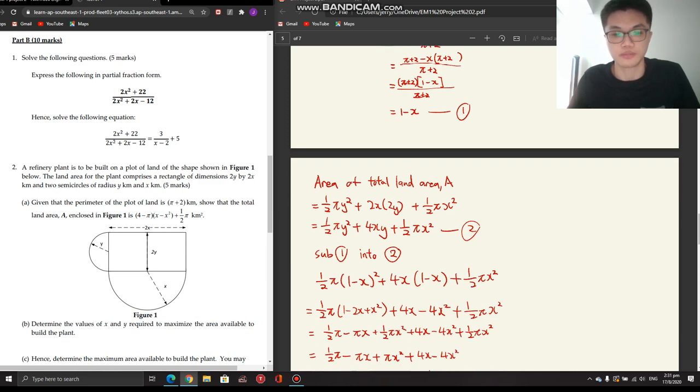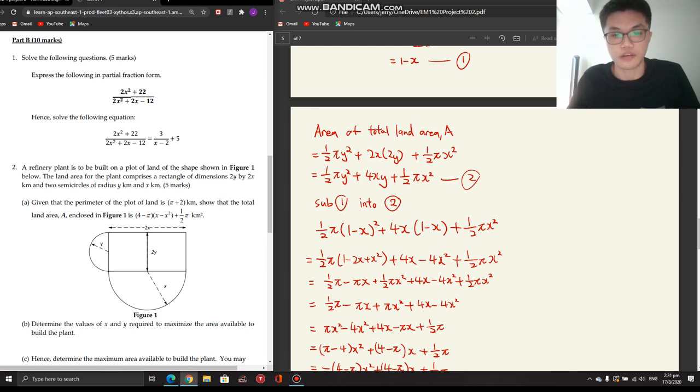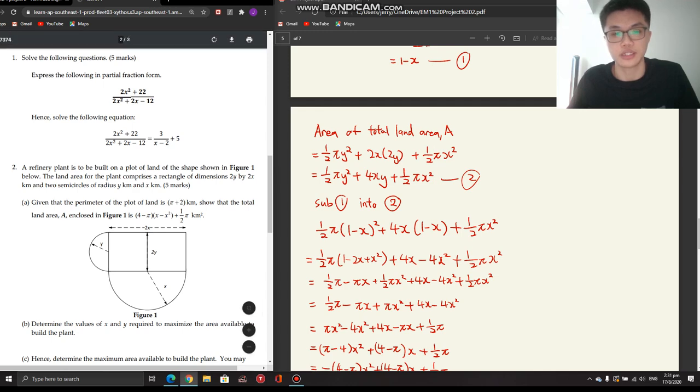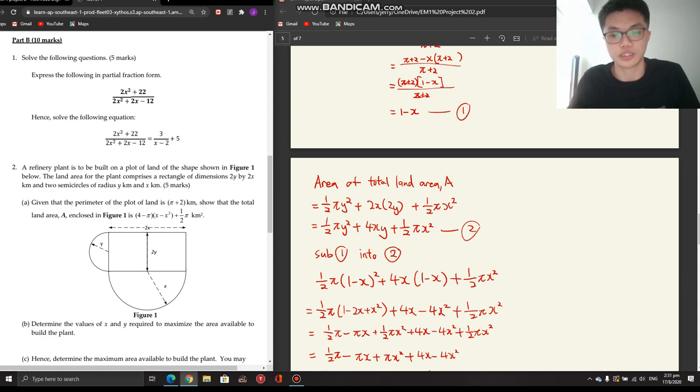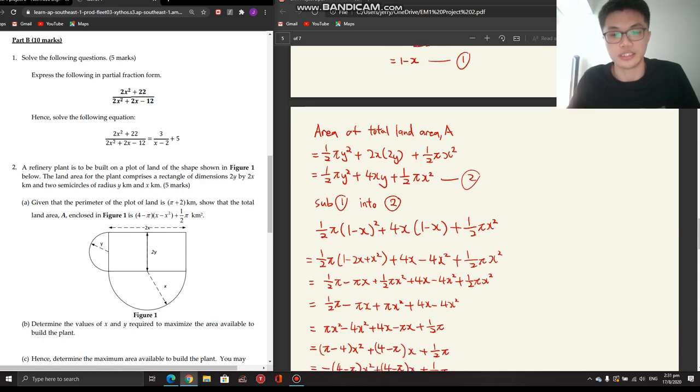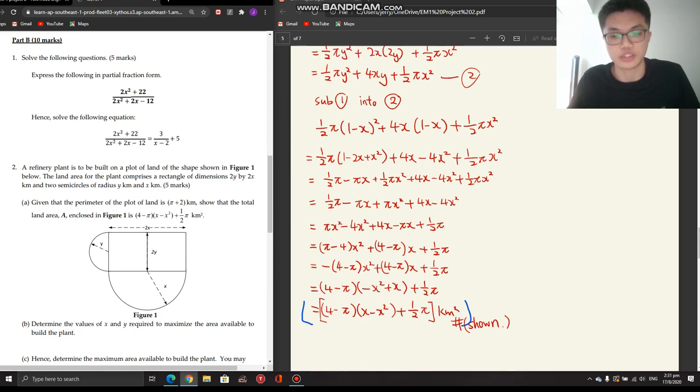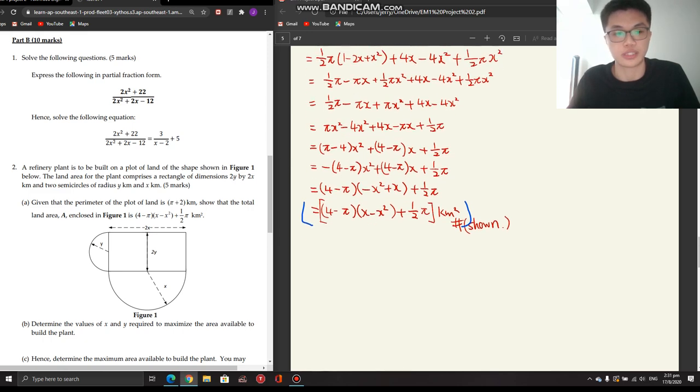Finding the total land area, we can use the area of a semicircle formula and put everything together to get this expression. By substituting my y into this expression, I get this expression in the end, and by doing some complex algebraic manipulation, I can get the final expression that it wants us to prove. So that's for part A.